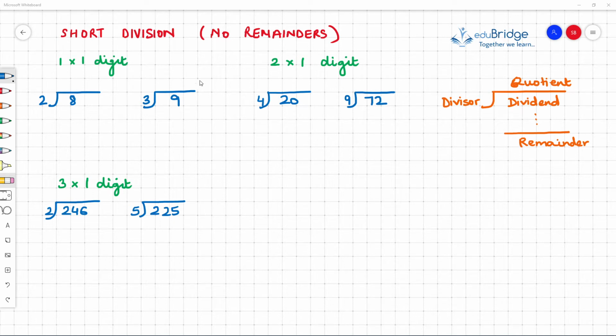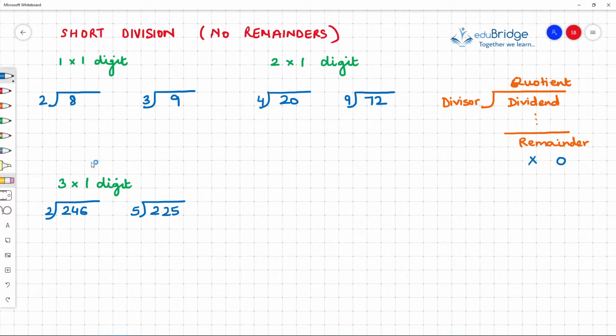Before we learn how to do division of different types of numbers, let's see what those terms are called. This sign here is called the division sign. The number which is within this sign is called the dividend. The number which is outside is called the divisor. The number which goes on top is called the quotient, and the leftover part is called the remainder. We are going to cover the no remainder strategy, which means our remainder is going to be a cross or a zero.